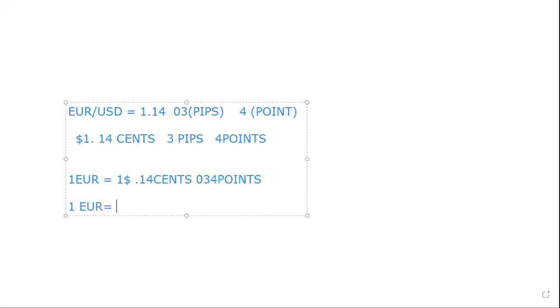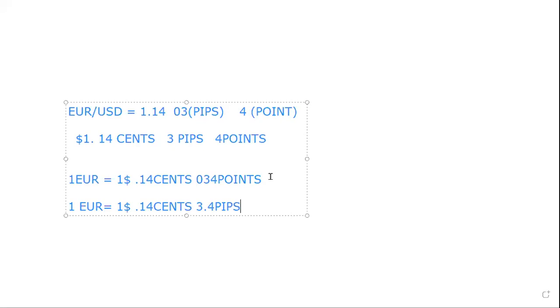So you can also say €1 equals $1.14 and 3.4 pips. Do you understand this now? I hope you understand this. We have €1 equals $1.14 and 3.4 pips. If you want to compare or pay a price of a currency, that is how you need to read it. The first digit before the decimal is the fiat value, the first two after the decimal are the coin value, while the third, fourth, and fifth are called the points or the pips.